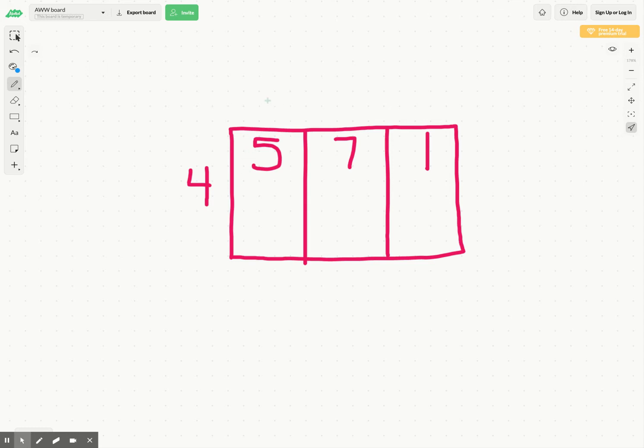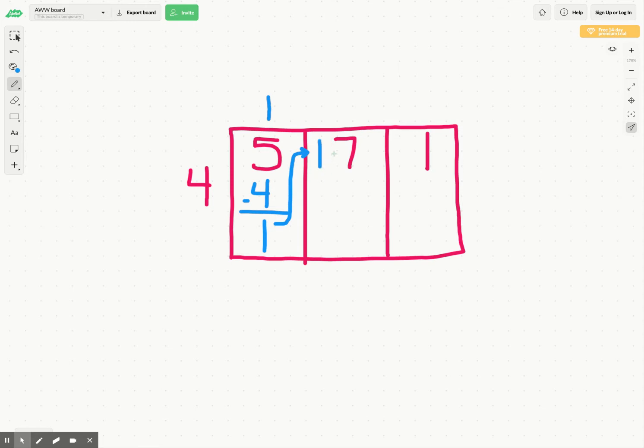Well, if you skip count, there's only 1. Because if you did 2, it would be 4, 8, and that's too many. So 1 times 4 is 4. Then we have 1 left over. That 1 is going to go up here. So now we have 17.